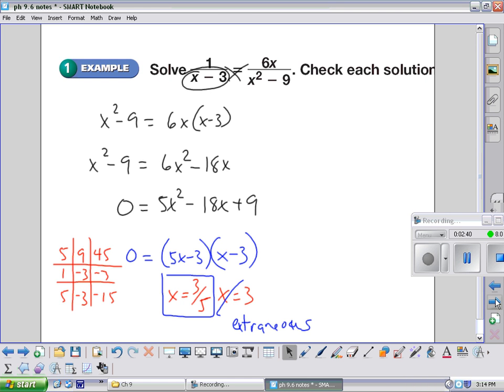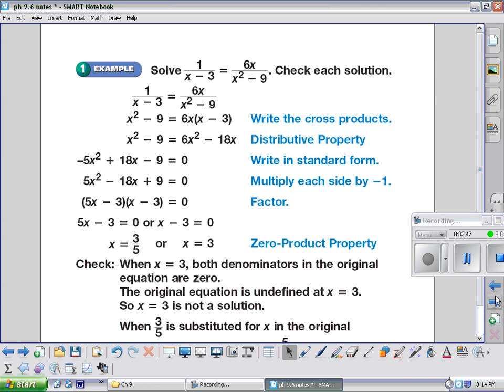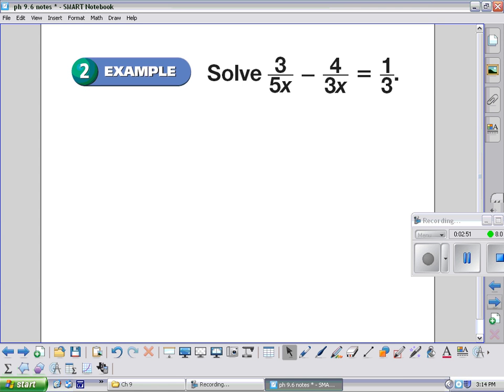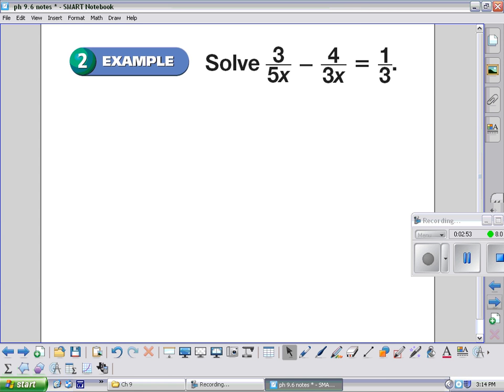All right, now let's look at one where we don't have it set up quite so nice. We have to do a little bit of work to get our common denominator right here. So just like what we've been doing with expressions, we'll do the same thing with equations. 5x, 3x, and 3. The common denominator there is 15x. Okay? 5 times 3 is 15, and there's an x in a couple of those.